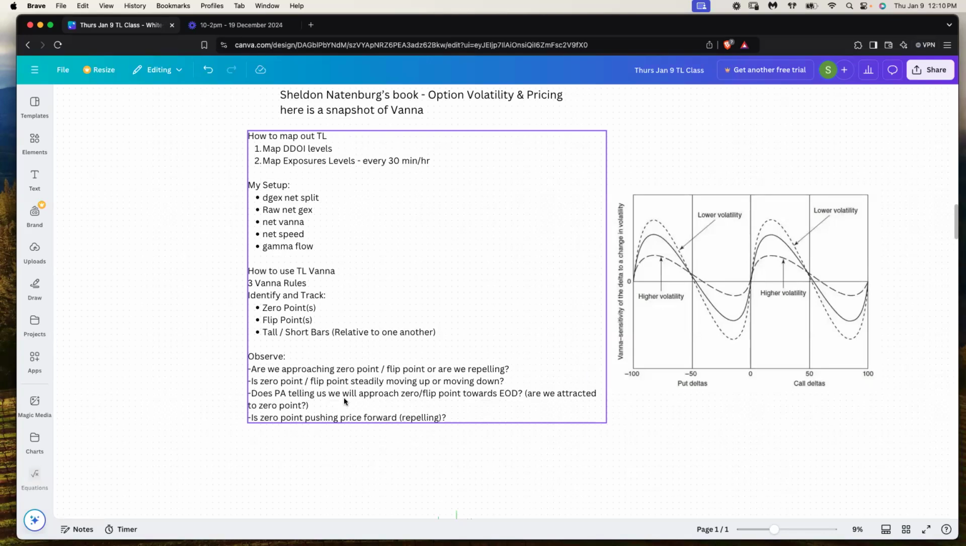And again, is price action telling us that we're coming to the 0 point? What I mean by this is even with all of these tools, you should still have a pretty solid understanding of price action, meaning candles. Are they wicking? Is it a full body candle? Is it a doji? So you still need to have an understanding of price action and what that is mapping out with respect to where Vanna flip points and Vanna 0 points are. Again, is the 0 point pushing the price forward? This is the same concept of repelling or attraction. I think this will be a little bit clearer when we get into the examples.